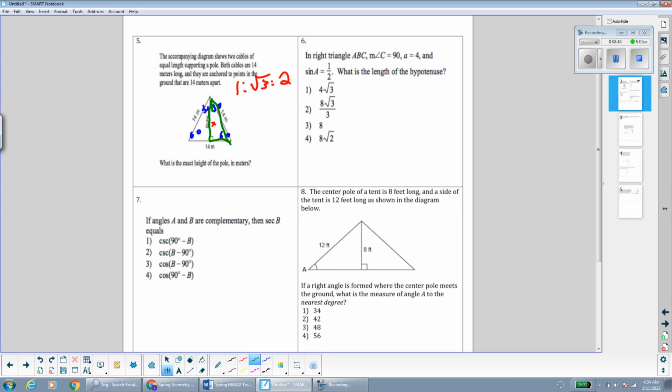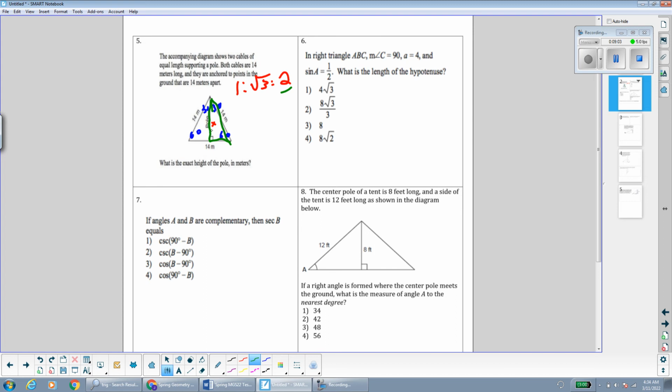Okay, so we're given the 14. The 14 is across from the 90-degree angle. So that means it's the biggest side because it's across from the biggest angle. So that's the 2 part of the ratio. We need to find x, the height, which is across from the 60-degree angle. So it's the middle biggest part of the ratio. It's the radical 3 part.